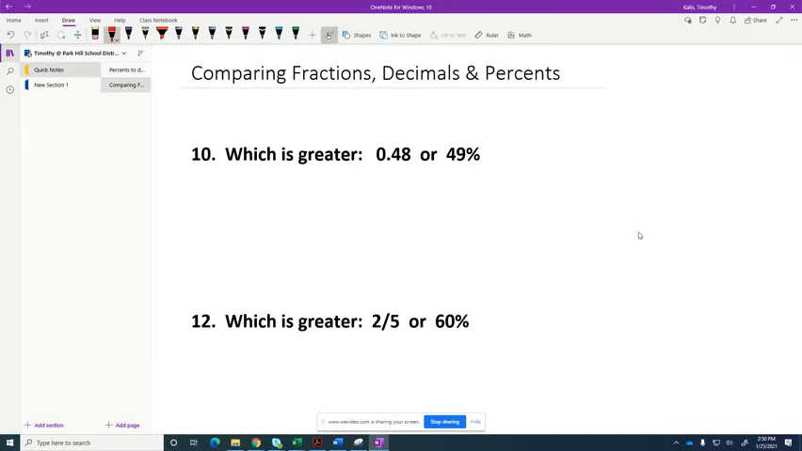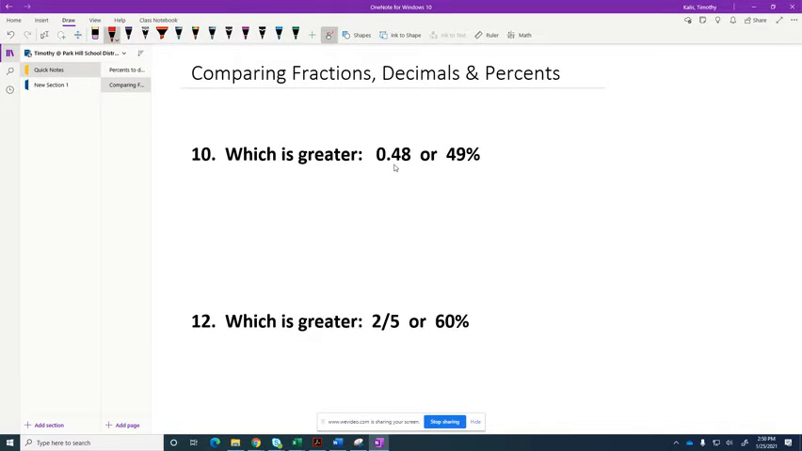We're going to compare fractions, decimals, and percents. Question 10 says, which is greater, 48 hundredths or 49%? Well, an important part of comparing fractions, decimals, and percents is, when you're looking at different formats, in this case decimal versus a percent, it's easiest to put them in the same format. So we're going to do that.